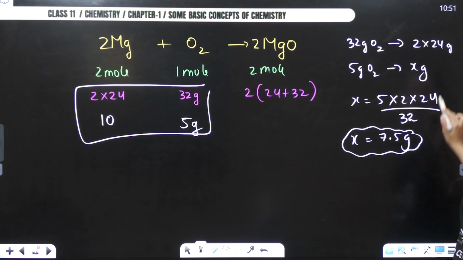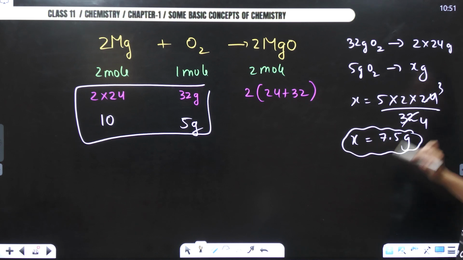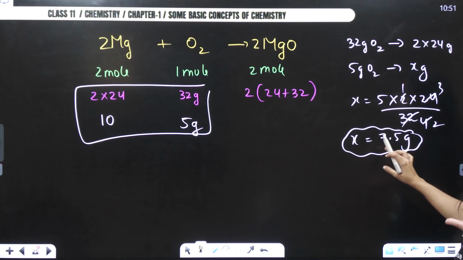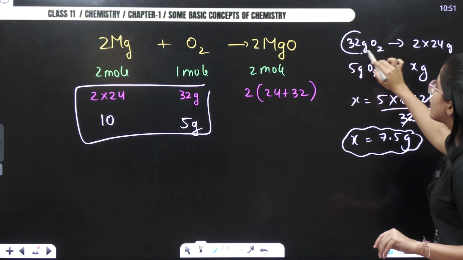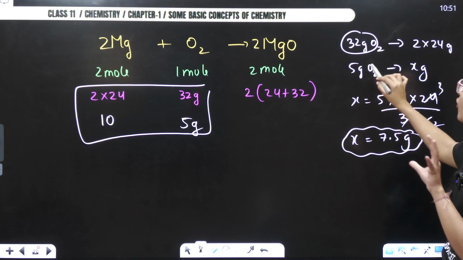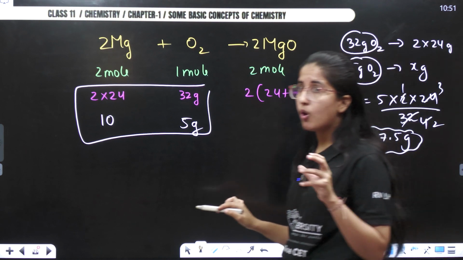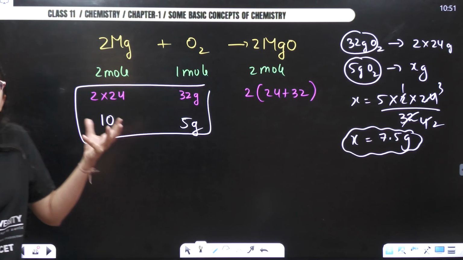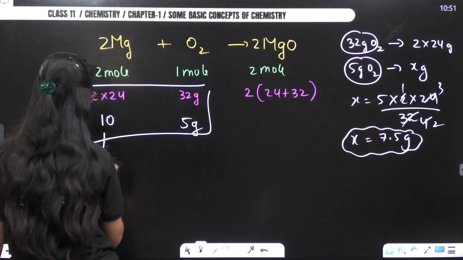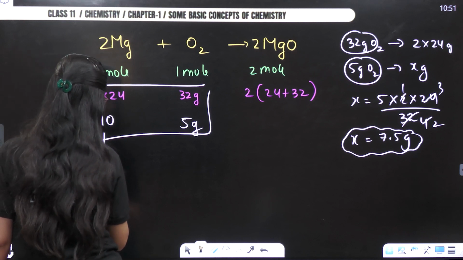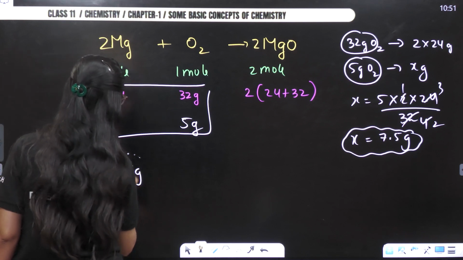Correct? 8 3s are 24, 8 4s are 32, 2 1s are 2, 2 2s are 4. So 1 divided by 2 is nothing but 0.5. So 5 into 3 into 0.5 you will get 7.5 grams. So 7.5 grams you are getting. So 5 grams of oxygen will react with 7.5 grams of magnesium. So how many grams are remaining here? Remaining will be 10 minus 7.5, that is 2.5 grams.